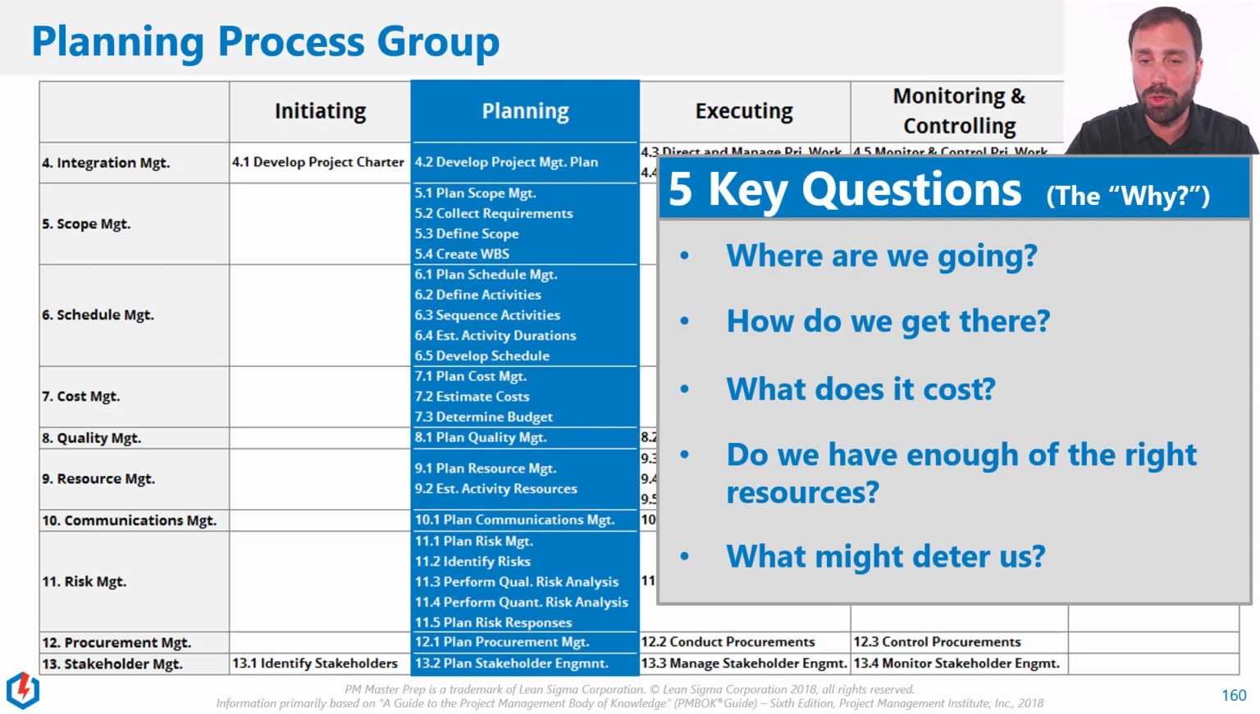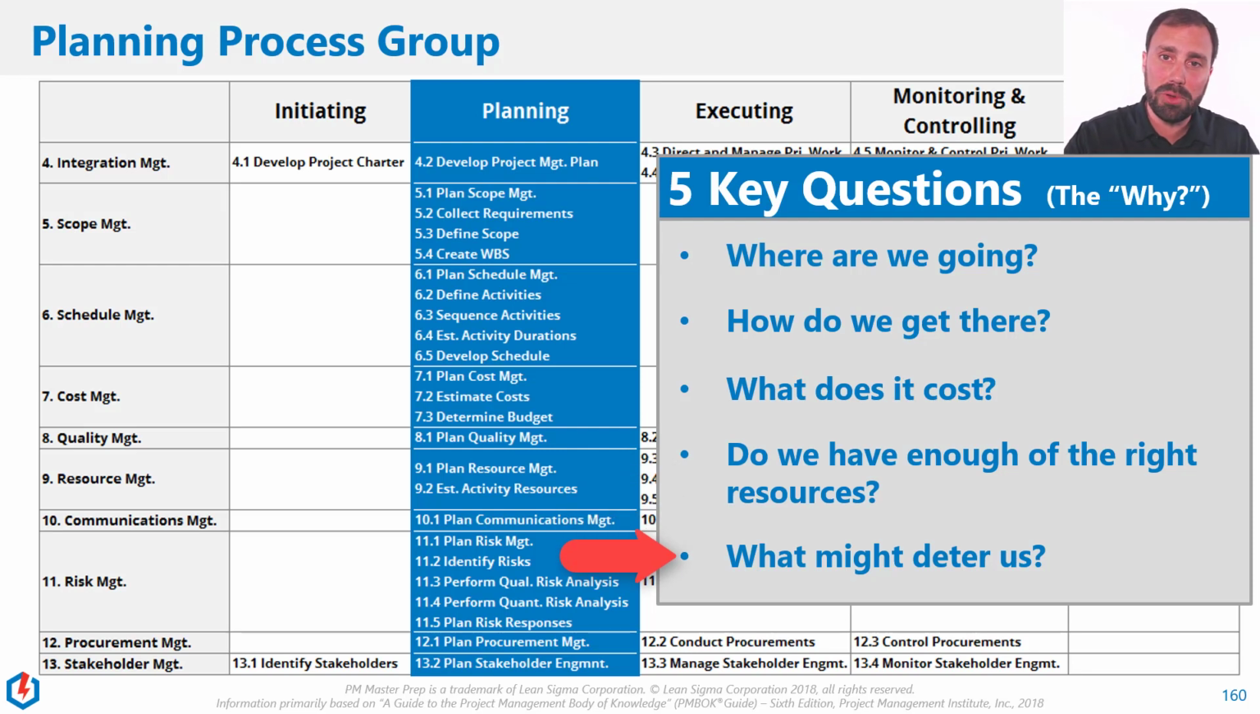Meaning, we're going to do things this way. When we have a problem, we're going to clearly state it at the beginning so we're prepared as we go through. So these 5 key questions of where are we going get more descriptive in what we're trying to do with this project. How do we get there? What does it cost? And do we have the right resources, and what might deter us?